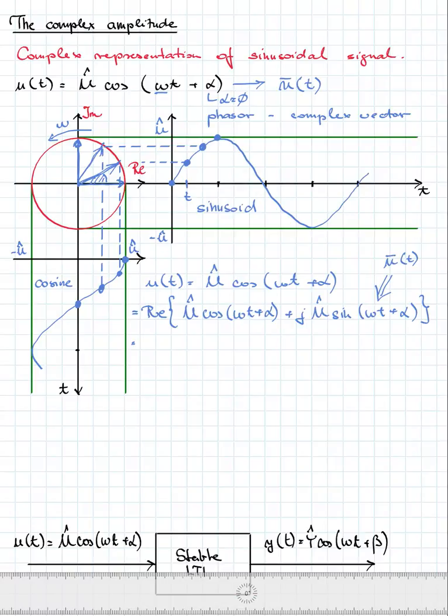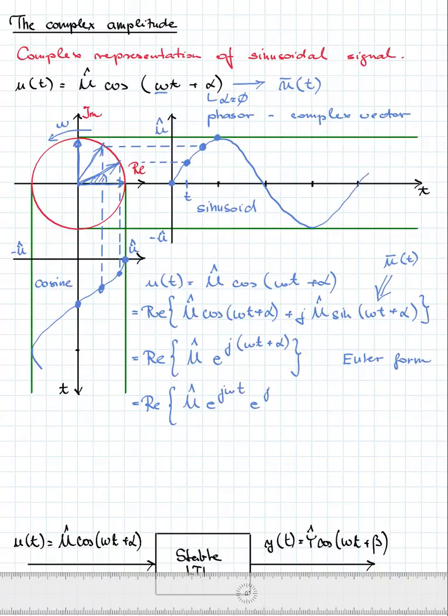Next, we are going to get a new representation of this, because it is the same as the Euler form, u hat e to the power of j omega t plus alpha. This is the Euler form of a complex number. Next, we are going to write the following: u hat, the second part, is equal to e to the power of j omega t multiplied by e to the power of j alpha.